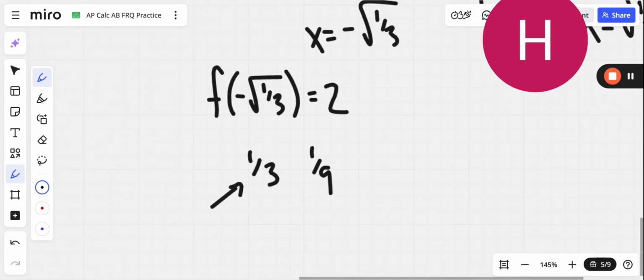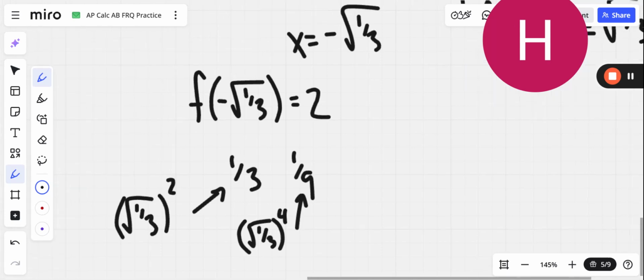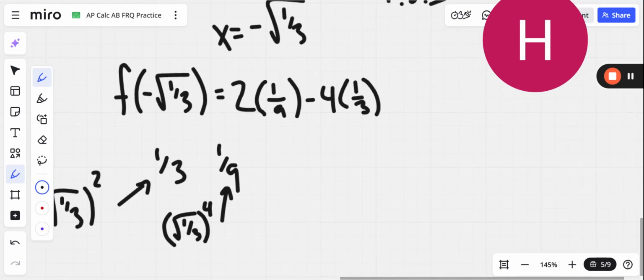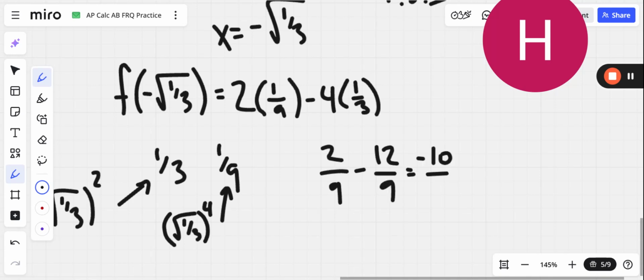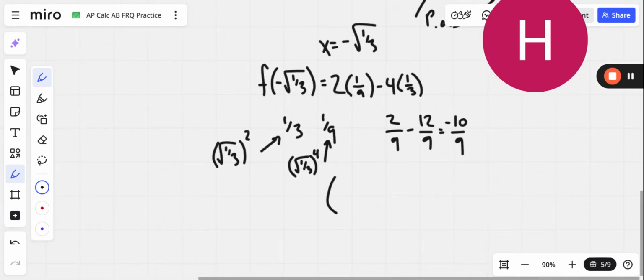So this is like the square root of 1/3 squared, and then we have the square root of 1/3 to the 4th. Those are the two objects that we need when we plug these in. So we're going to have 2 times 1/9 minus 4 times 1/3. We might want to call that in ninths, so we're going to say 12 ninths for a total of negative 10 ninths. So that's the point that's associated with negative square root of 1/3.